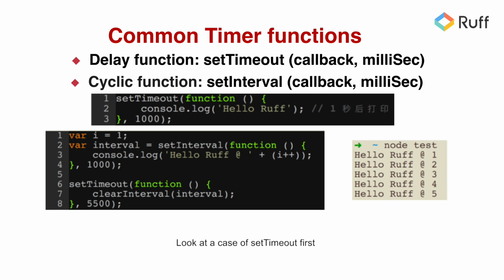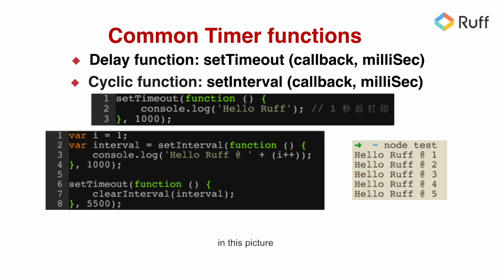Look at a case of setTimeout first. Well, I'd like to achieve such an effect. Print a hello Ruff in 1 minute. Its method of use, as you see, is like this. As for the cyclic function, we see how to achieve a desired purpose. For example, print a hello Ruff every 1 second and stop this task in 5 seconds. This case is like this.